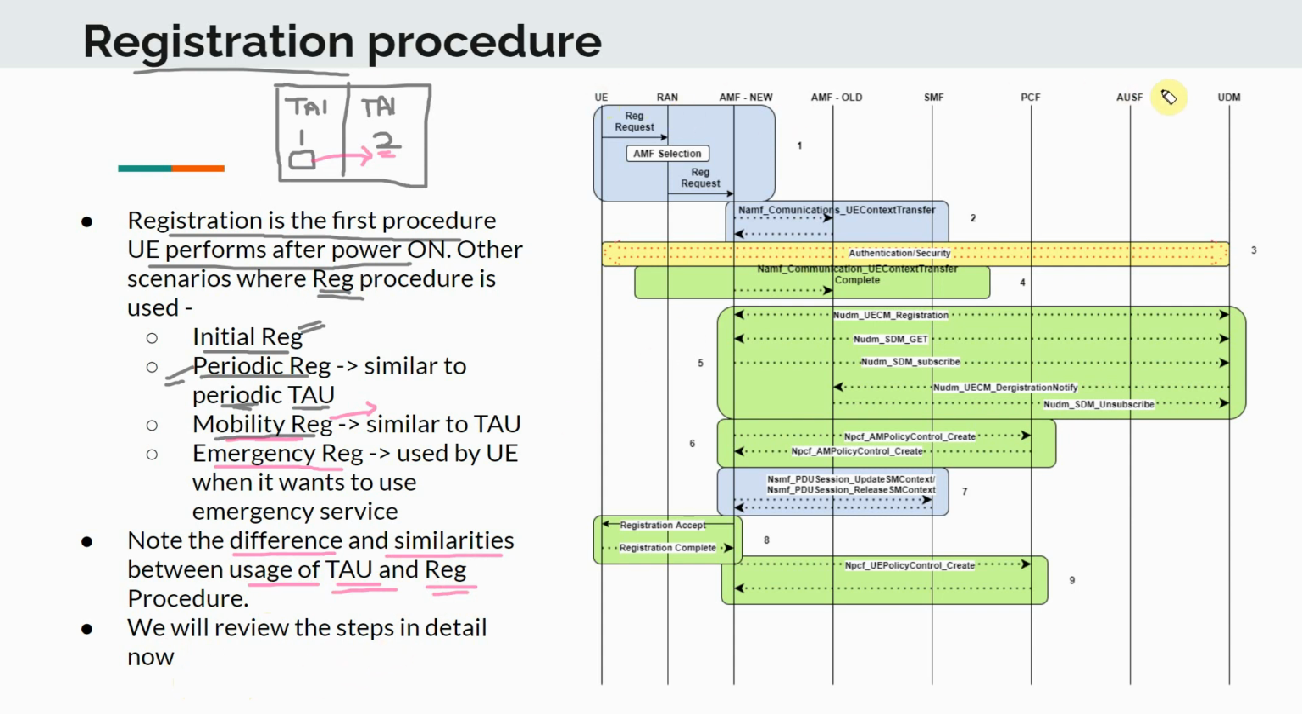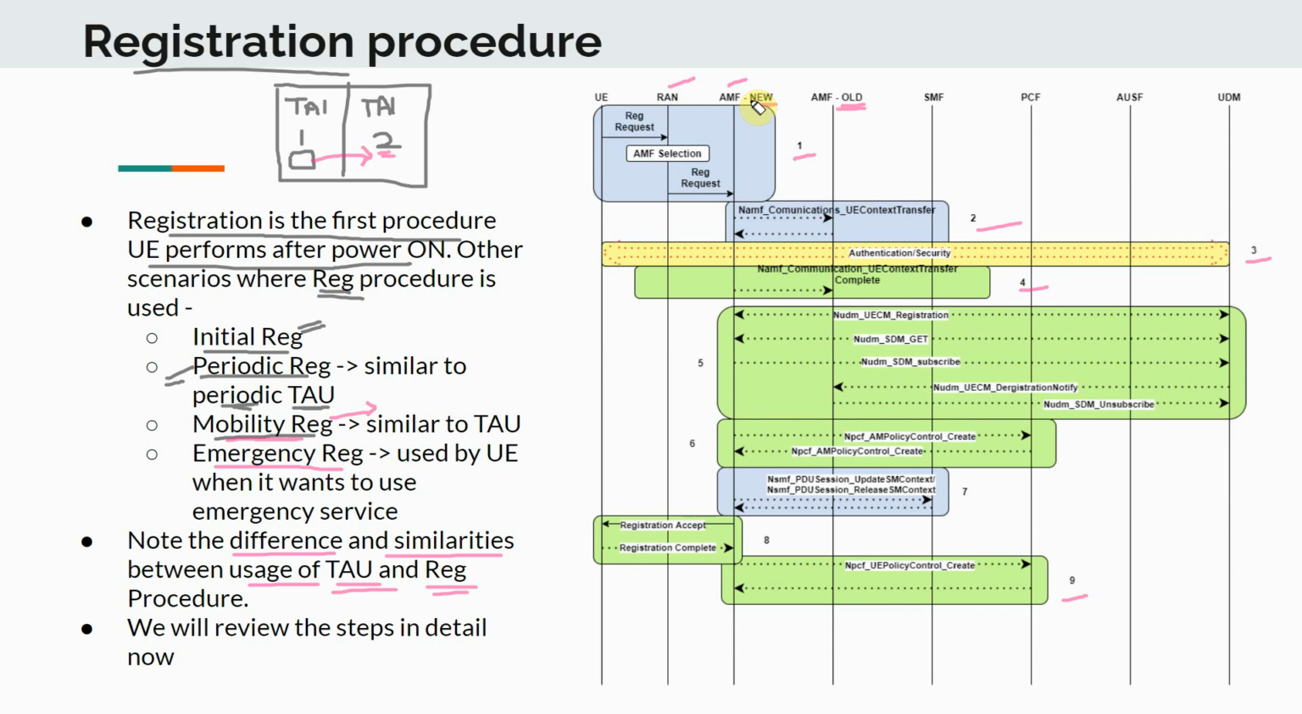This picture shows the different steps involved in the registration process and gives you an overall view. In the next couple of slides, we will take a look at each of these sections. I have labeled them 1, 2, 3, 4, all the way to 9. As you can see, these look familiar. We have the user equipment, the radio access network, and the access mobility function, and we can have a new AMF and an old AMF as part of the registration process.